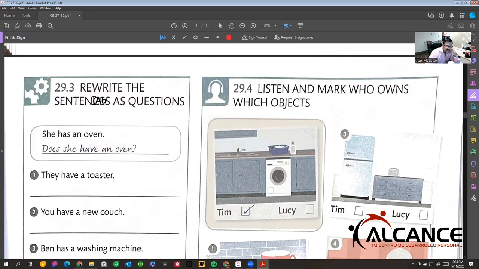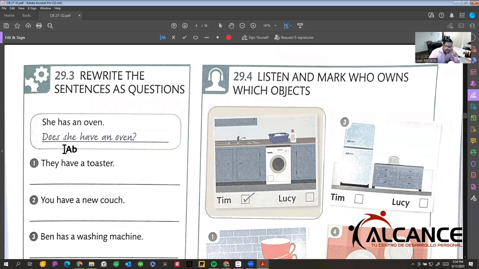For this one, rewrite the sentences as questions. We're going to write them down as questions. Se van a escribir como oración, como preguntas las oraciones. The first one, she has an oven. It's a statement. Simplemente lo están declarando.